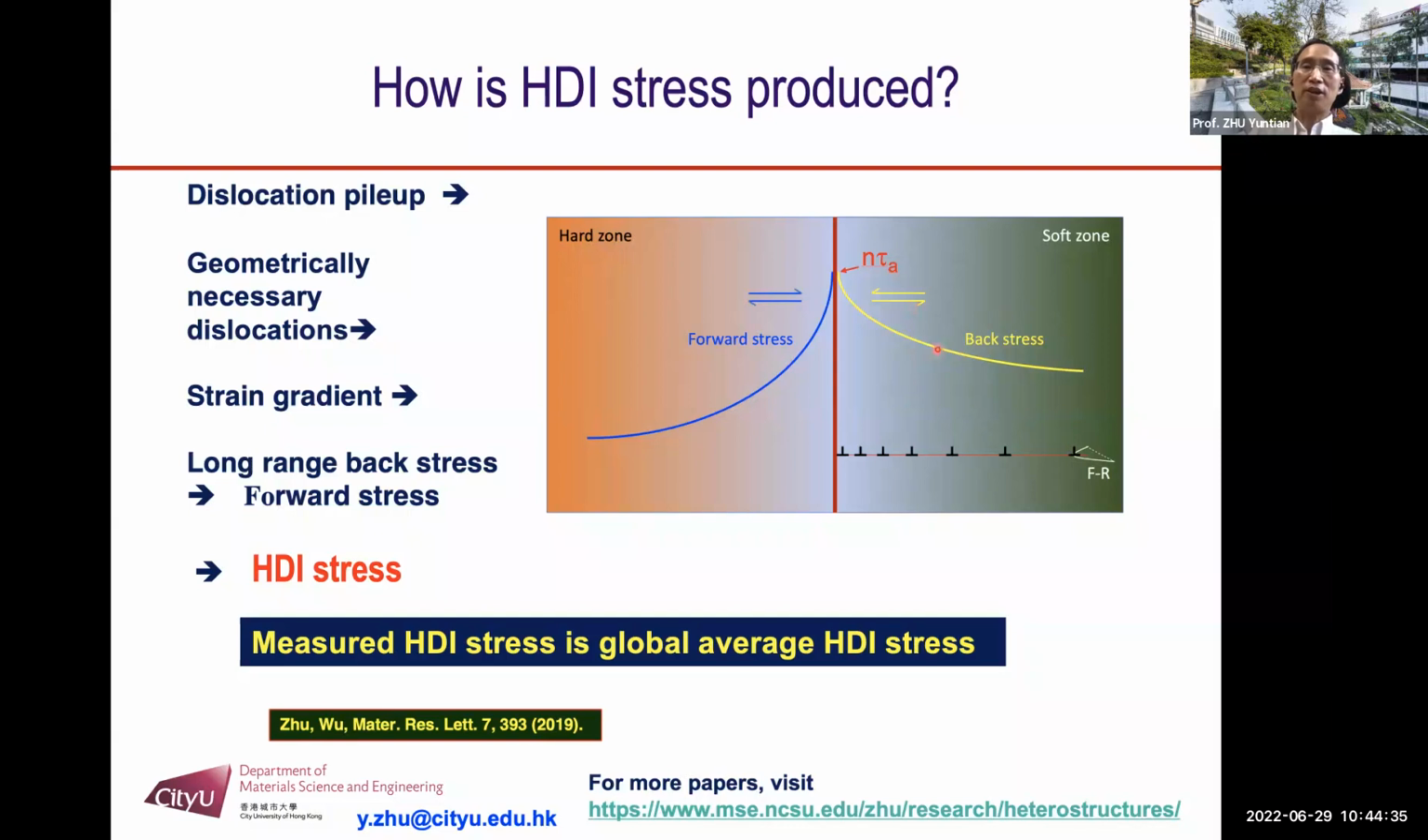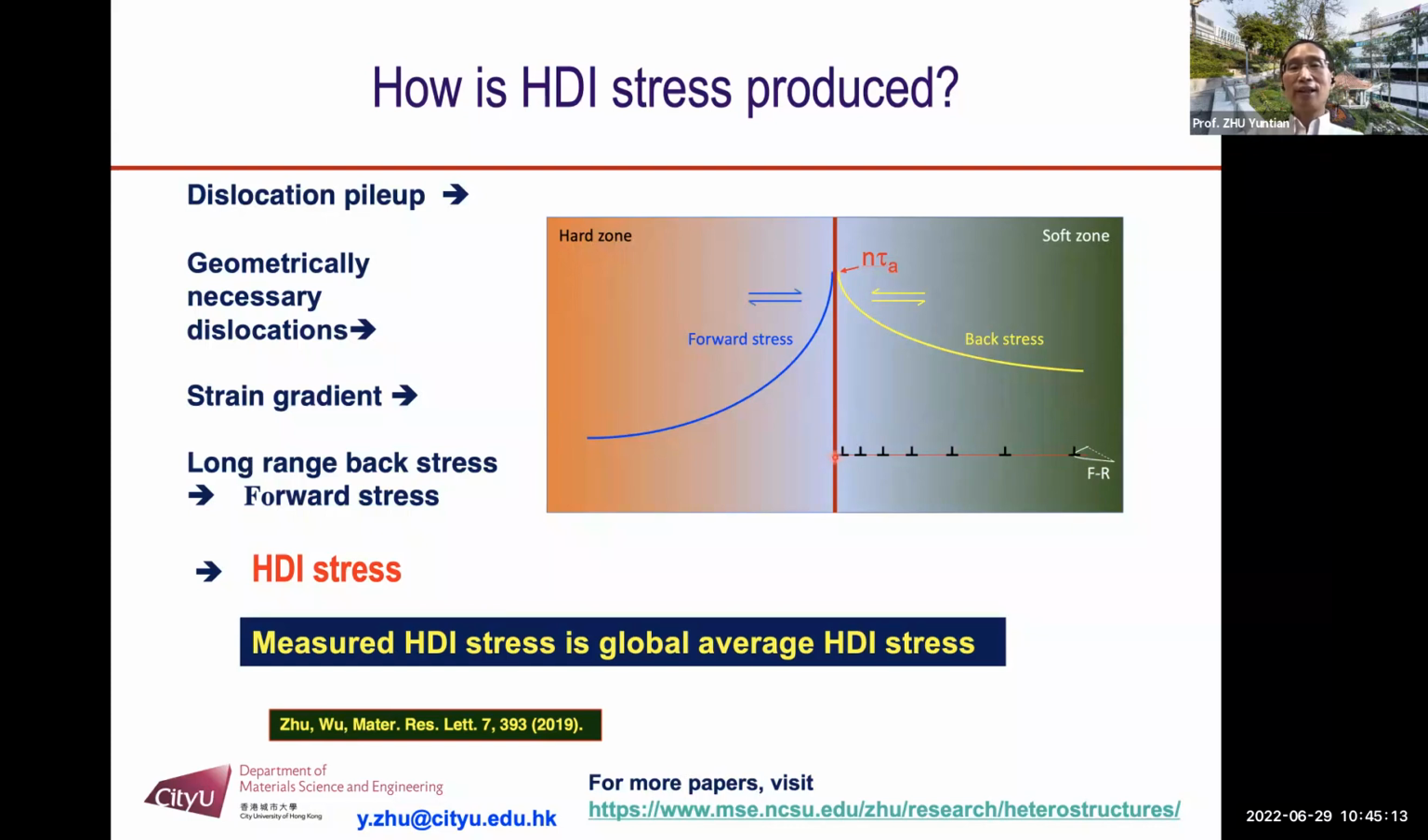If we look at our textbook, at the interface, the zone boundary, there's a stress concentration of N tau A. Tau A is the applied stress, okay? N is the number of dislocations piling up on this slip plane. So the stress concentration is N tau A. That's the force at this point. The N tau A that much at this point.